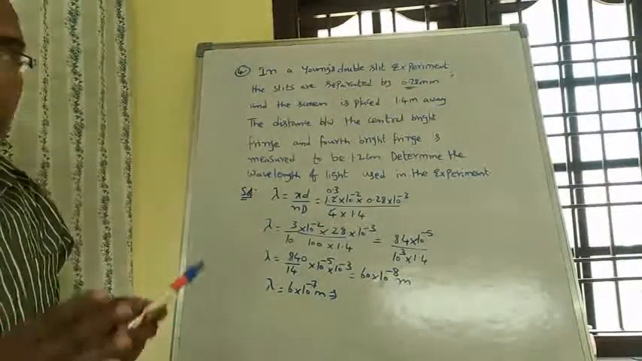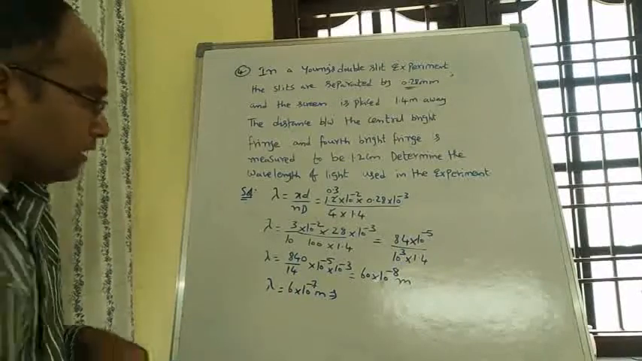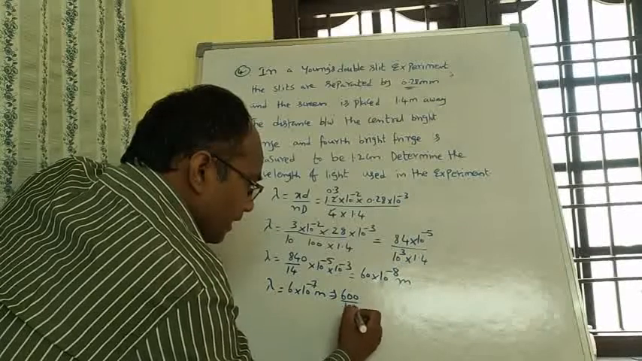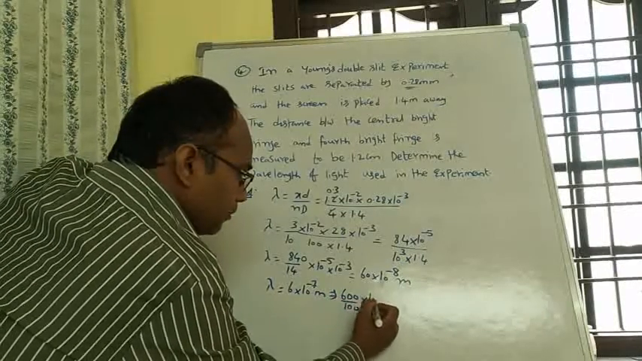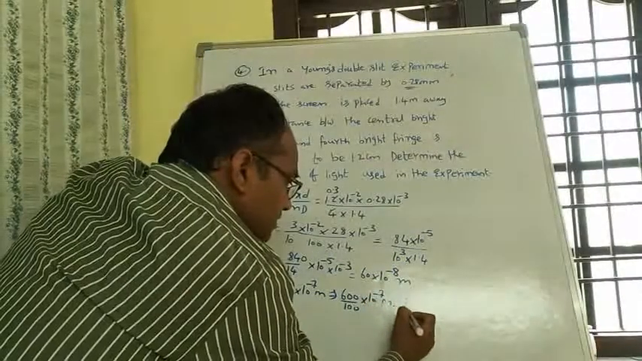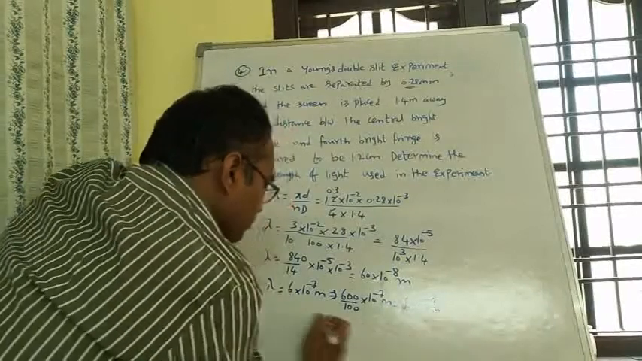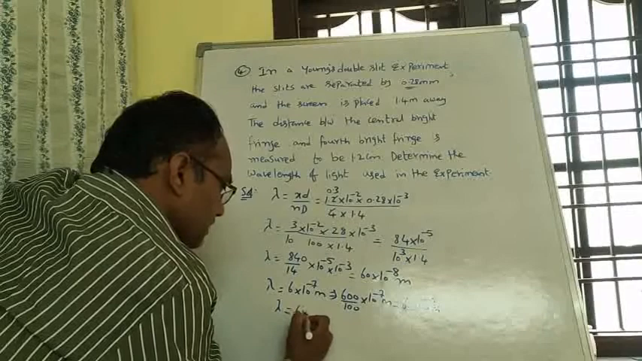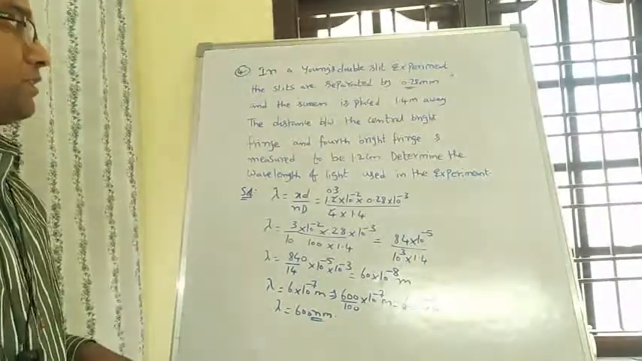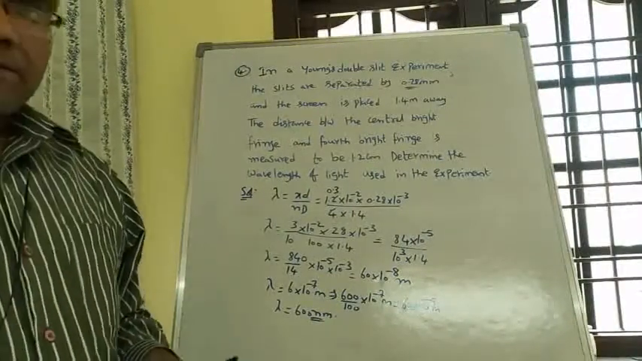So to write in terms of the nanometer, what we have to do? So what I am writing? 600 divided by 100 into 10 to the power of minus 7 meter. So what is the value? You can write it as 600 into 10 to the power of minus 9 meter. So what is the lambda value? 600 nanometer. So this is the wavelength they had asked in the YDSE experiment.